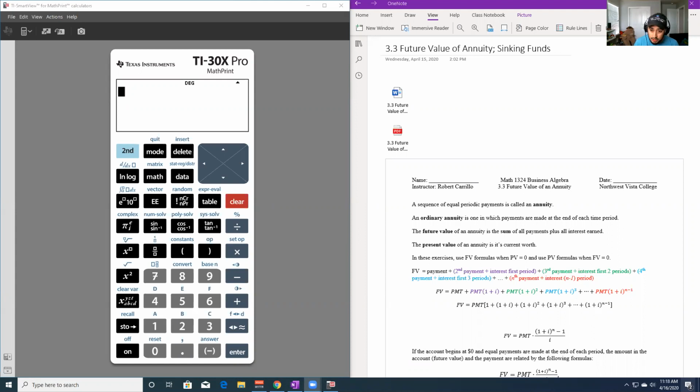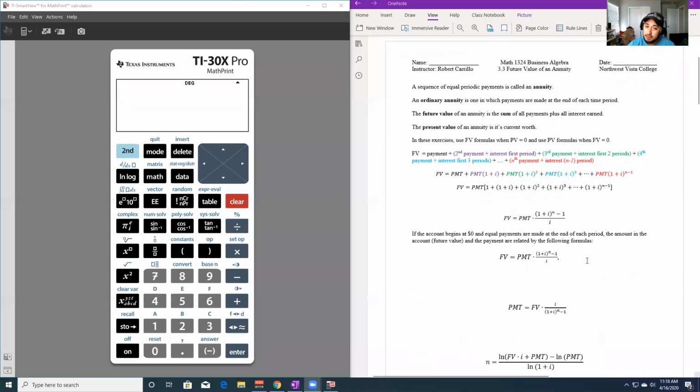So a couple of definitions right below. An annuity is a sequence of equal periodic payments. An ordinary annuity is one in which payments are made at the end of each time period. The future value of an annuity is the sum of all payments plus all interest earned. And the present value of an annuity is its current worth. Okay, today we are just going to be doing future value.